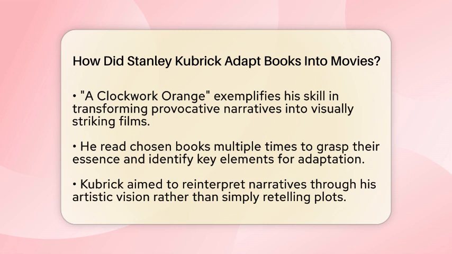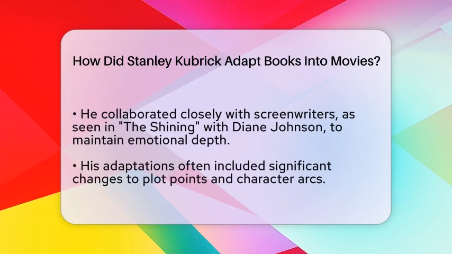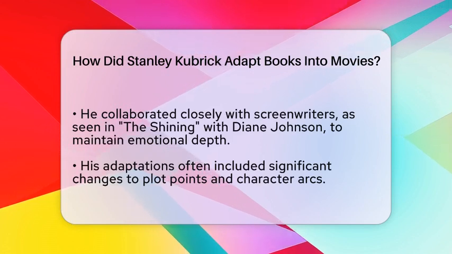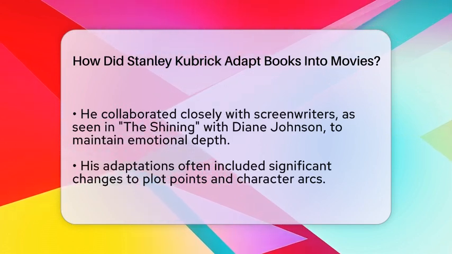Kubrick was known for his collaborative approach, often working closely with screenwriters to craft a screenplay that would resonate with audiences. For The Shining, he collaborated with Diane Johnson to create a script that maintained the psychological horror of Stephen King's original work while infusing it with his own stylistic choices. This collaboration was key to ensuring that the film retained the emotional weight of the source material while also standing on its own.